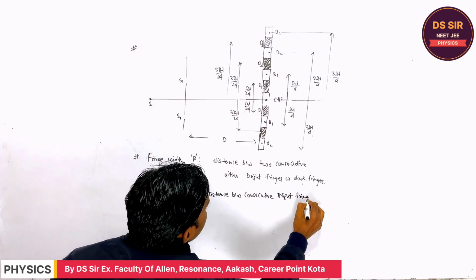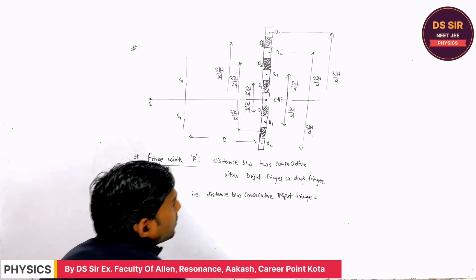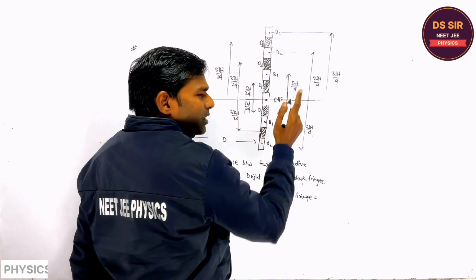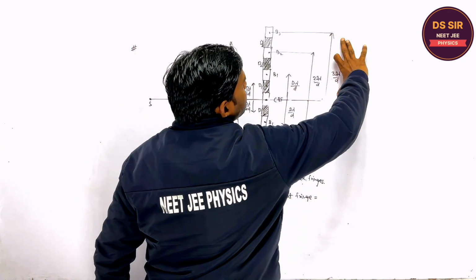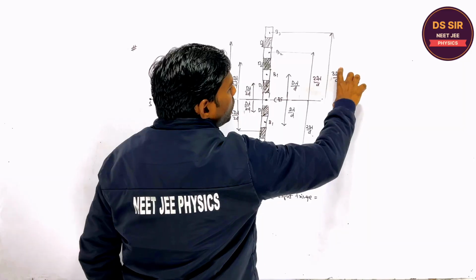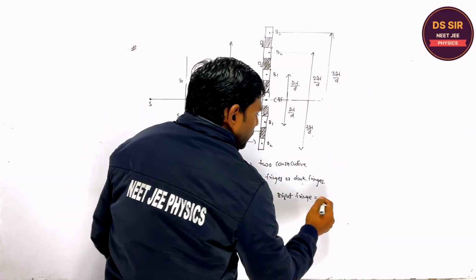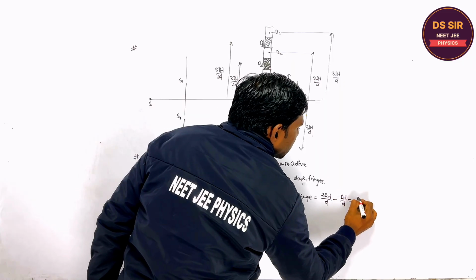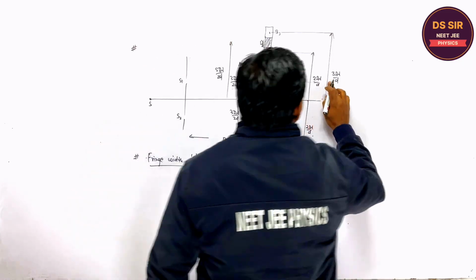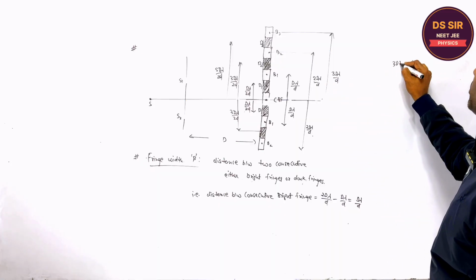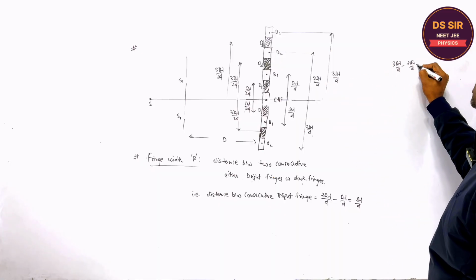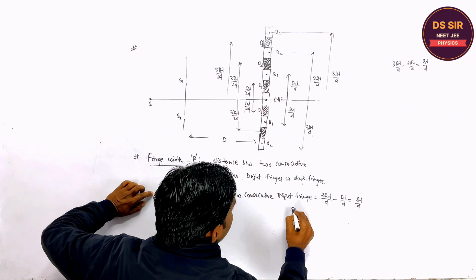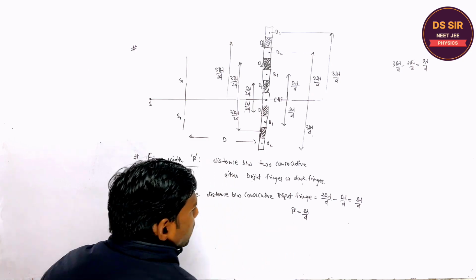It will be 2d lambda by d minus d lambda by d. So 2 minus 1 is equal to 1, d lambda over d. Or you can take b3 minus b2: 3d lambda over d minus 2d lambda over d, which is again d lambda over d. So the fringe width, beta, is nothing but d lambda over d. Is it clear or not?